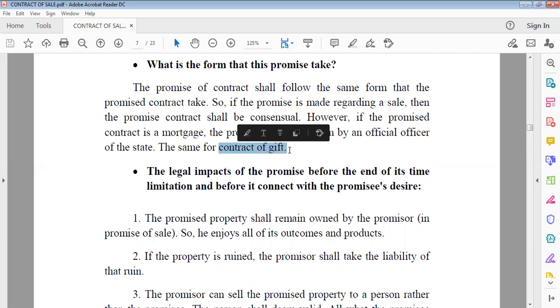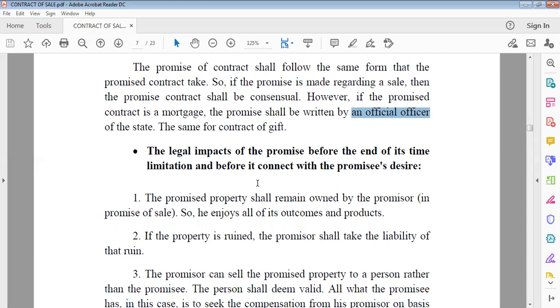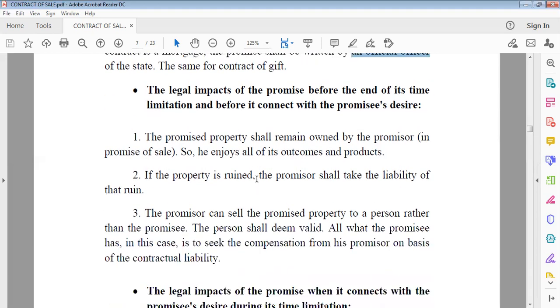So the promise of gift shall be a formal one. So it must be registered through an official officer of the state and must be registered in the state log and records. Okay. Now let us move to the last points regarding the contract of promise of sale or contract of promise of purchase, which is the legal impacts or effects of the promise before the end of its time limitation and before it connects with the promisee's desire.